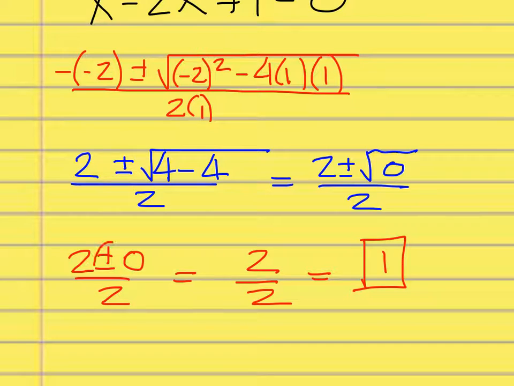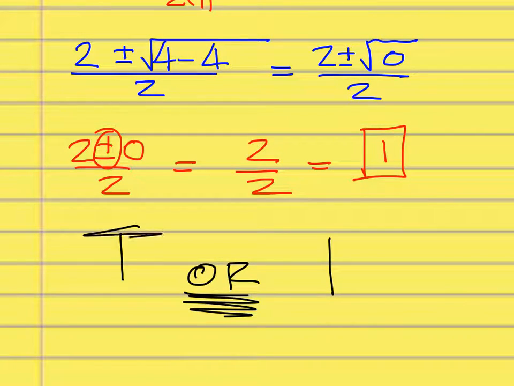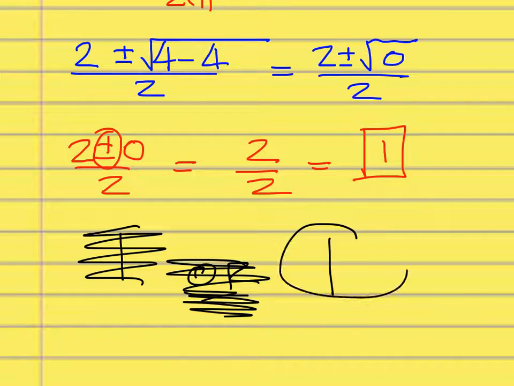If you left this plus or minus 0 in there and worked it twice and came out with the same number, you're still going to get 1. You only have to write it one time. It makes no sense to write 1 or 1. You can't write the same thing twice and then put an or between it, so that's not necessary. The answer is just 1.